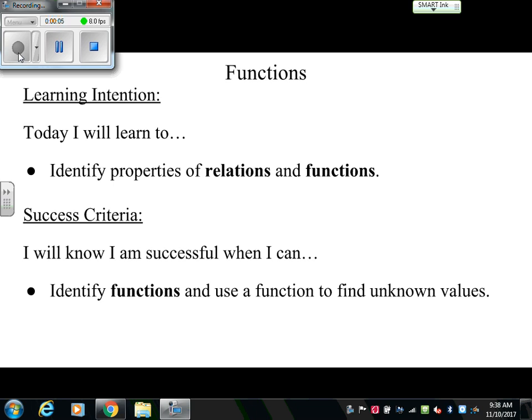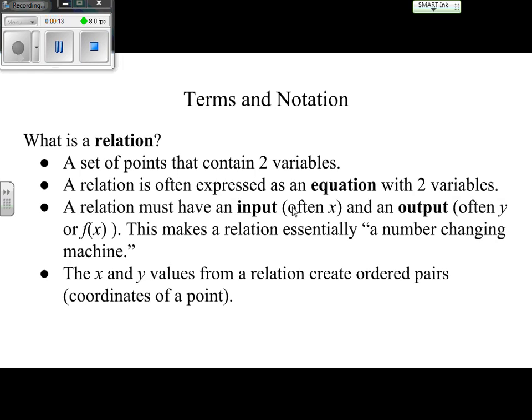Today we'll be talking about relations and functions. Specifically, we'll be identifying functions and using functions to find unknown values. We'll start off by talking about what a relation is. So a relation is a set of points that contains two variables.